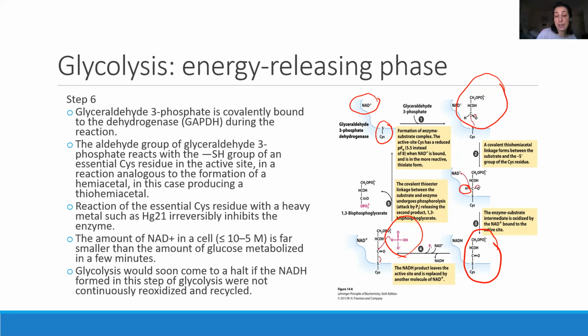and it can be inhibited through heavy metals. So things like, for example, mercury can irreversibly inhibit this enzyme. This is brought up in relation to some of the effects of mercury poisoning. So reactions in which heavy metals bind to this particular cysteine will stop GAPDH from continuing and essentially halt glycolysis and most energy production in cells.